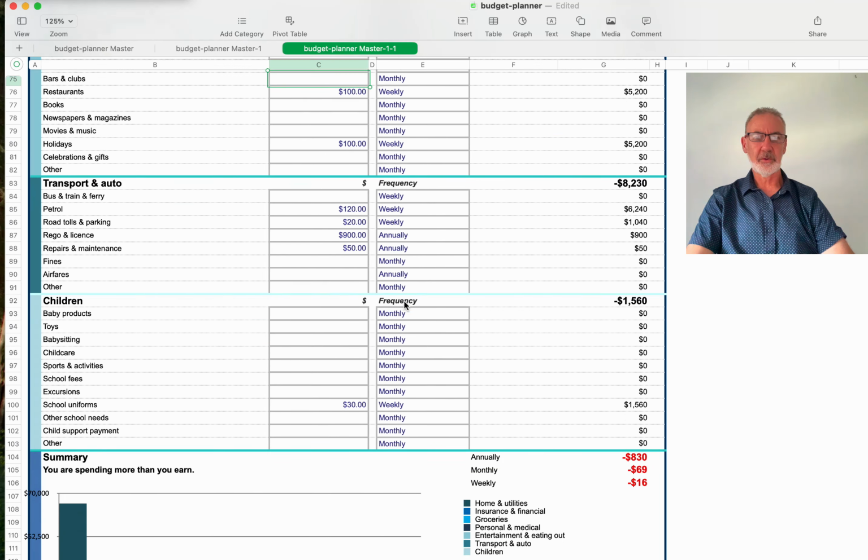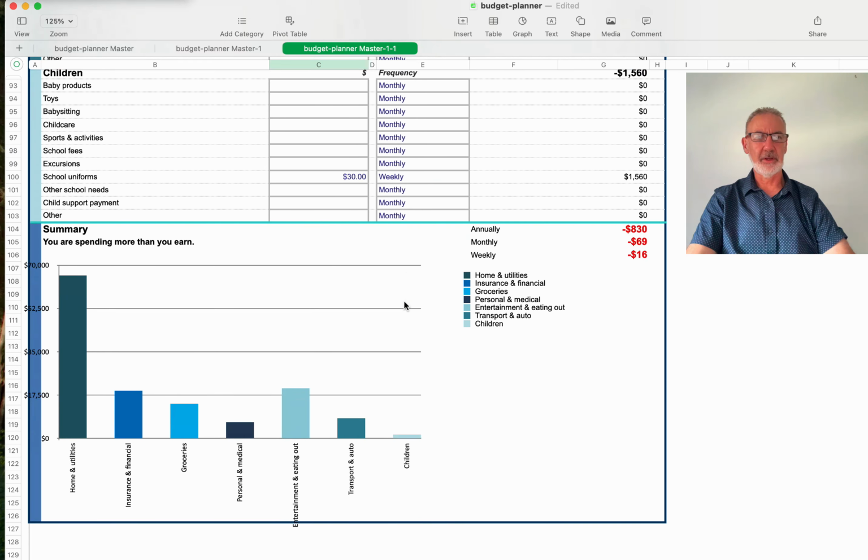If we scroll down to the bottom here, you'll find that it shows you are spending more than you earn. What that means is effectively your income doesn't support your spending. You'll see there an $830 deficit for 12 months. Monthly it's $69, and weekly it's $16 a week. So effectively you're either spending $16 too much a week, or you're not earning enough. If you earn another $16, then this figure here would zero out.